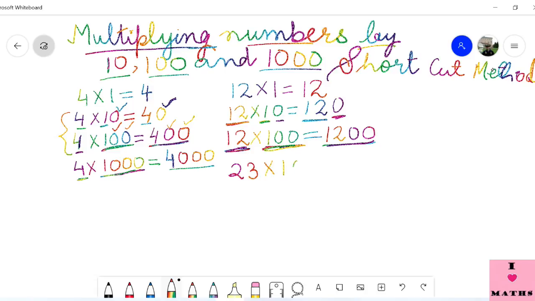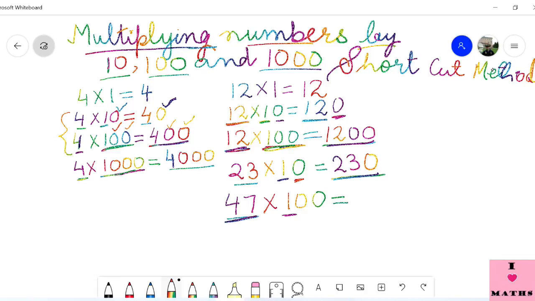23 into 10. Now 23 ones is 23, and 1 zero will come at the back. So 23 tens is 230. 47 into 100. Same trick. 47 ones are 47, and 2 zeros will come at the back. So the answer will be 4700.